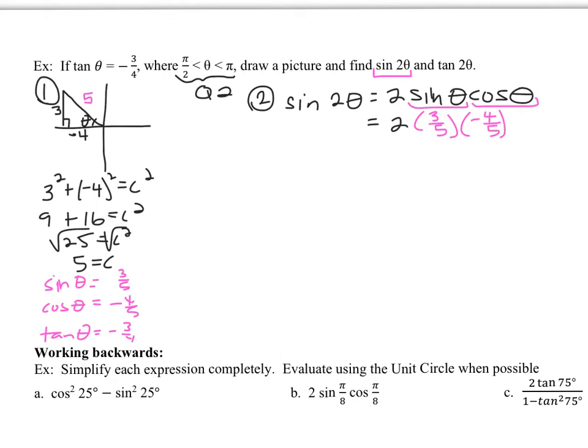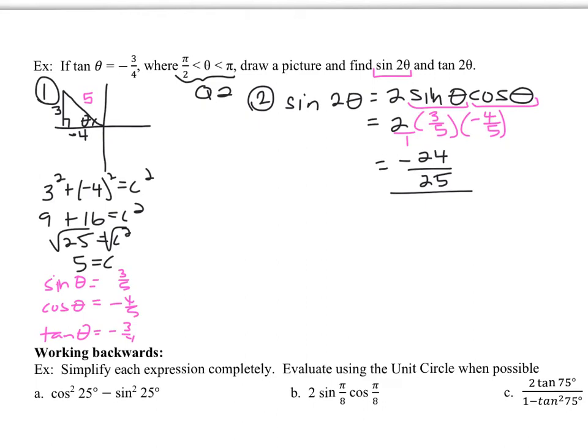To multiply these together with that coefficient of 2 out in front, I'm just going to write 2/1 and multiply straight across. If we take 2 times 3 times -4, that gives us -24. On the bottom, 1 times 5 is 5, times 5 is 25. Done. That's the sine double angle formula for this picture.